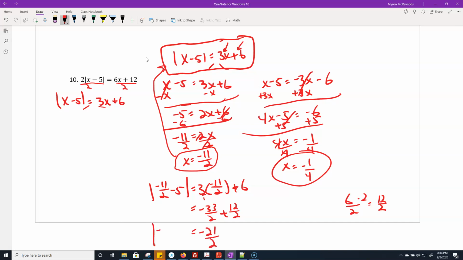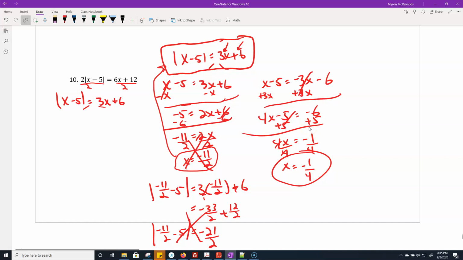So it does not matter. You don't have to do the rest of the math inside right here, because this absolute value cannot equal a negative number, so this cannot be a proper solution. So negative 11 over 2 does not work. So let's try negative 1 over 4 here.